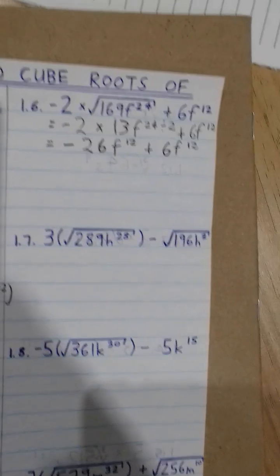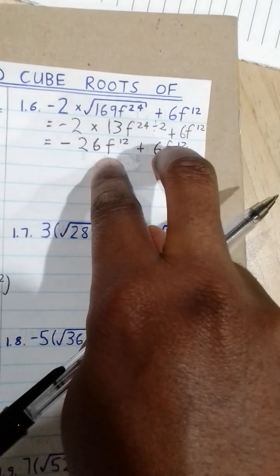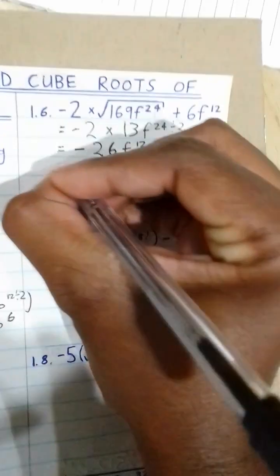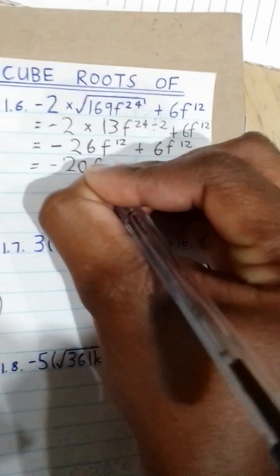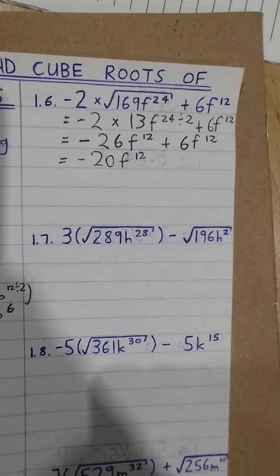So, as you can see, they are like terms. They have the same variable f raised to the same exponent 12. So you deal with the coefficients. Negative 26 plus 6 is negative 20 f to the power of 12. That is the final answer. I hope that makes sense.